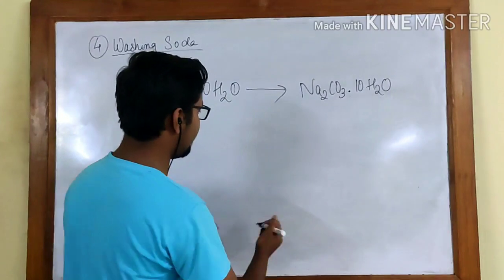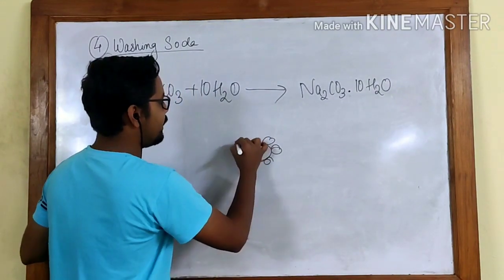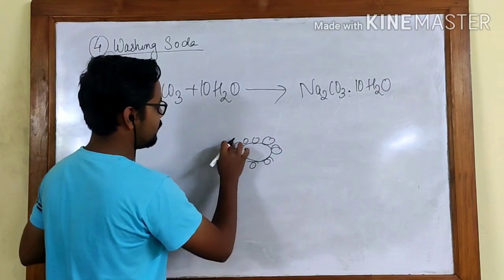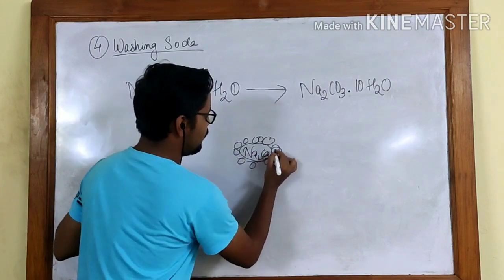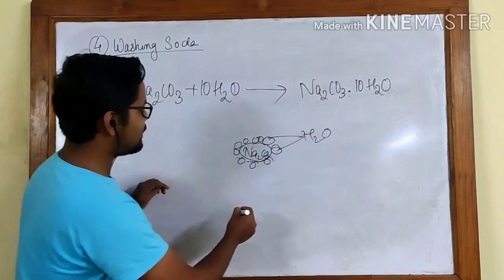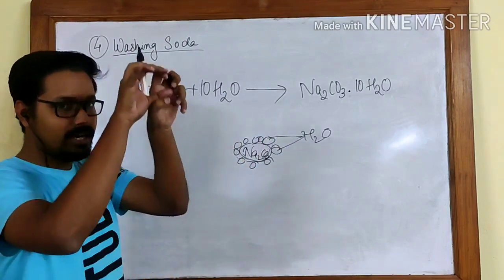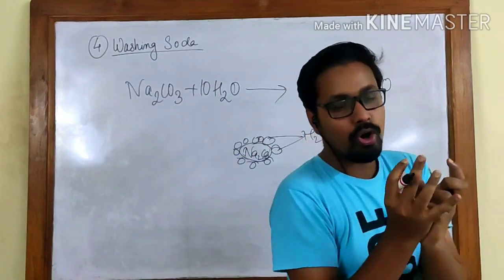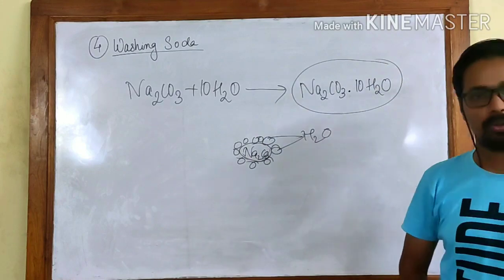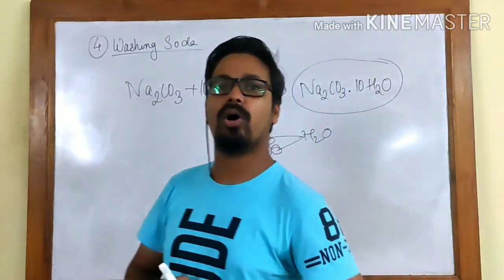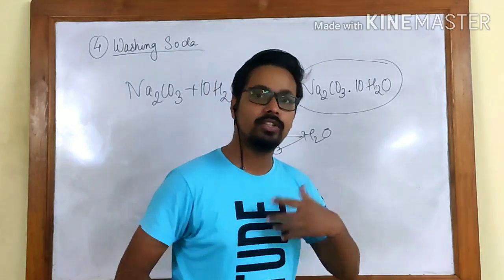If I have a sodium carbonate molecule here, it can bind 10 water molecules around it: 1, 2, 3, 4, 5, 6, 7, 8, 9, 10. So if this is our Na2CO3, these are our H2O. The sodium carbonate is at the center and the water molecules are all around it, packing it to form a crystal. That is how a crystalline compound is formed. Our washing soda is a crystalline compound, and that is why it is very easy to dissolve in water as well. Washing soda is used for washing purposes.